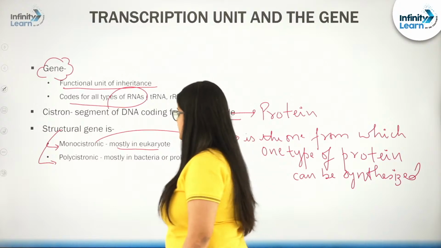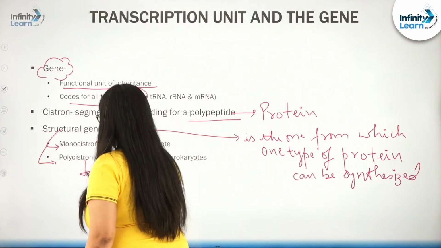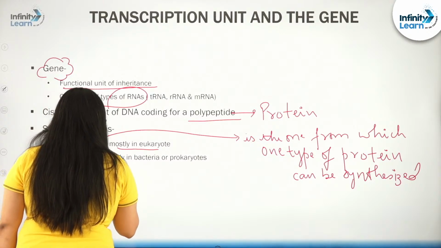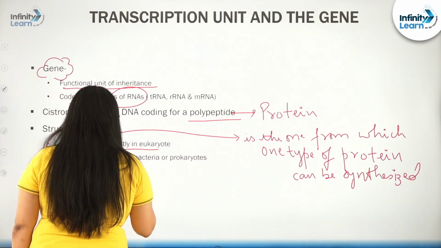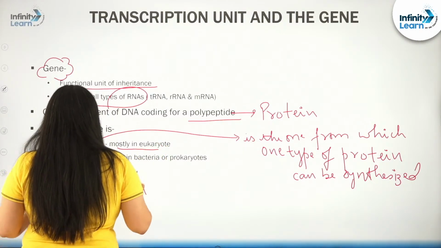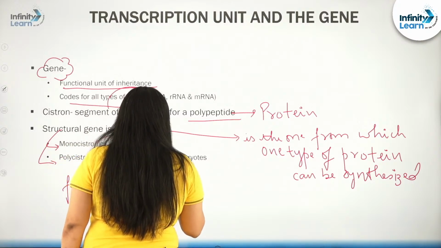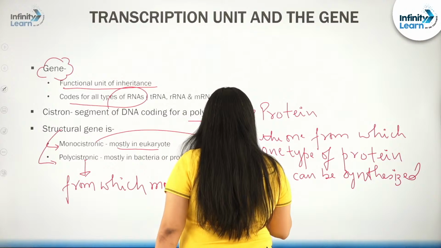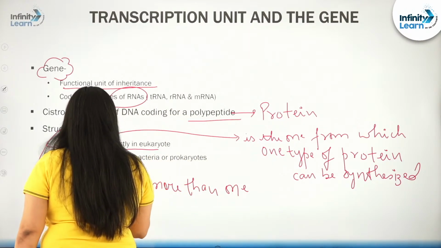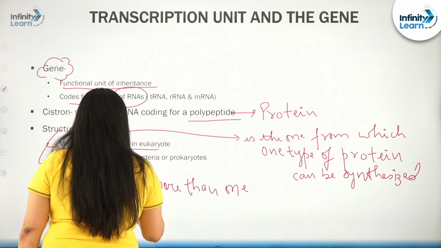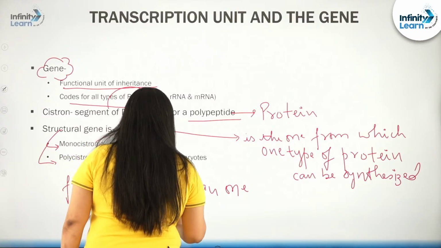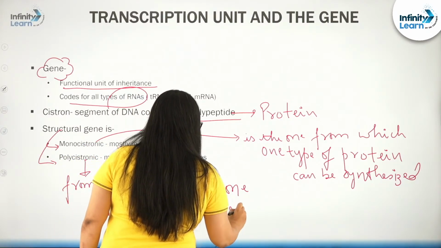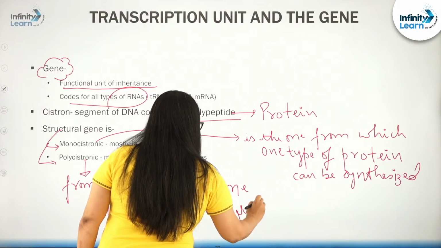Please remember this fact. A polycistronic structural gene means, my kids, the one from which more than one type of protein can be synthesized.